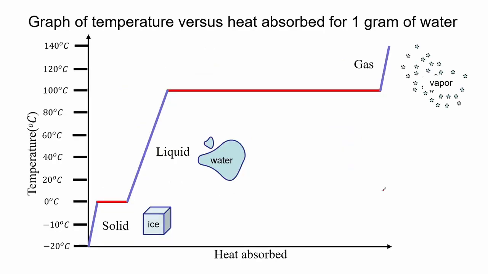Here we have a graph of temperature versus heat absorbed for 1 gram of water. We start with its solid form, which is ice, and it changes its phase to liquid. So, we see that the process of transition requires some time to convert from one phase to the other. We see that it requires more heat at a constant temperature of 100 degrees Celsius to convert from water to vapor.